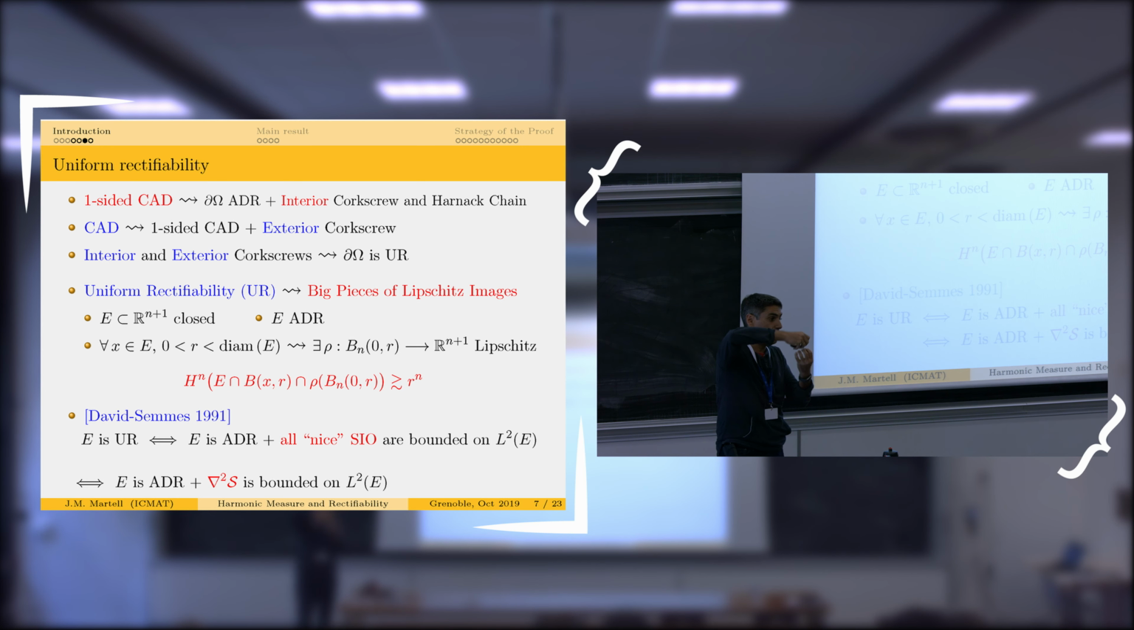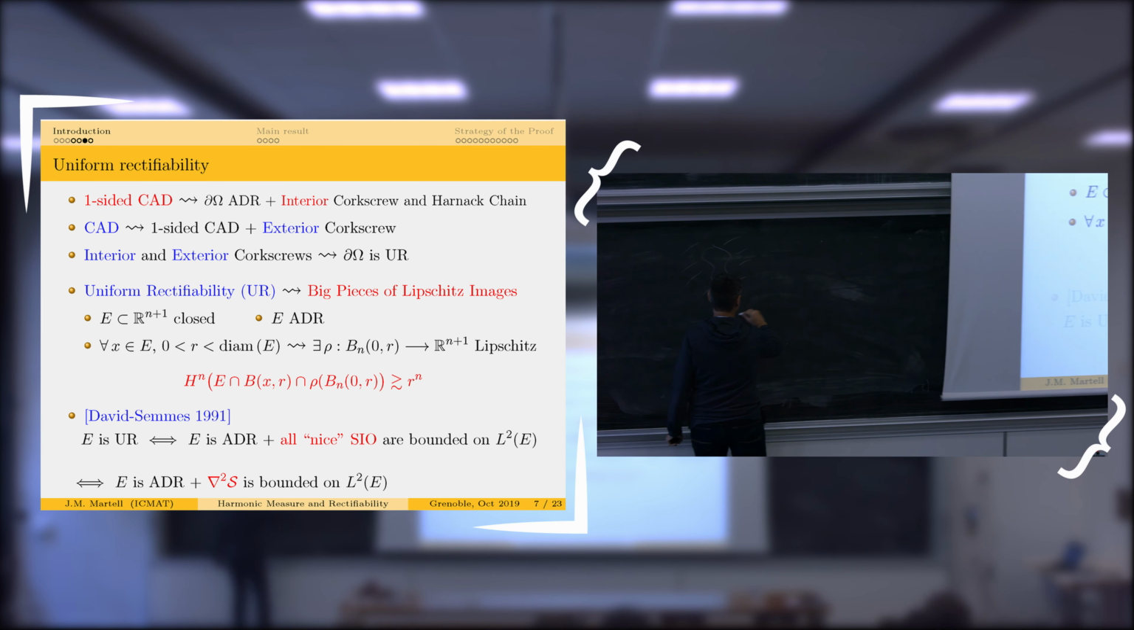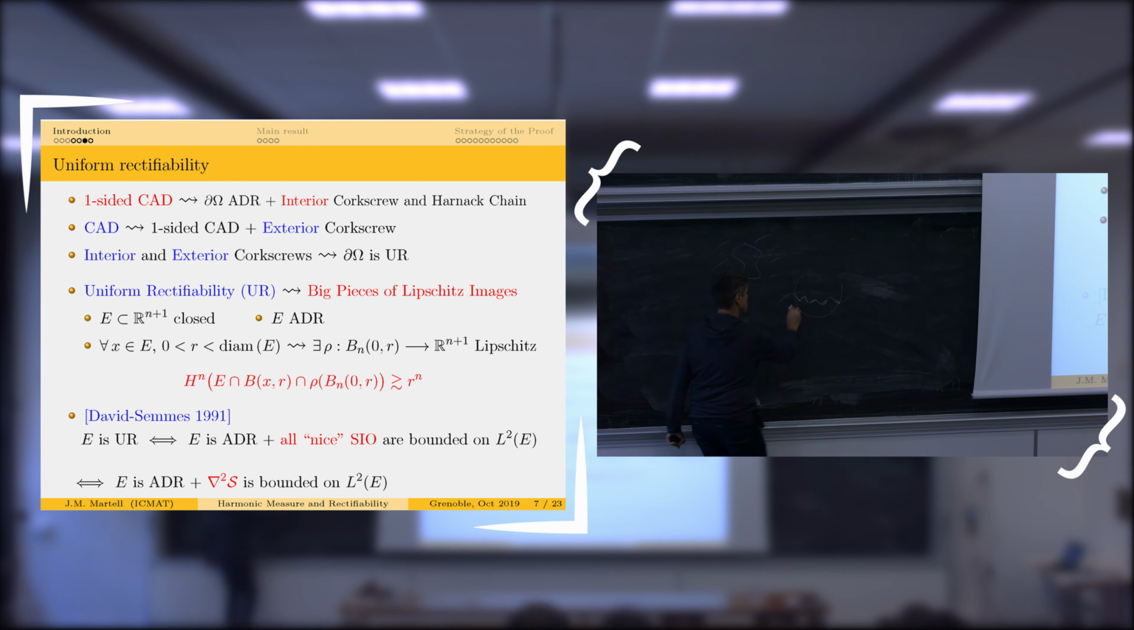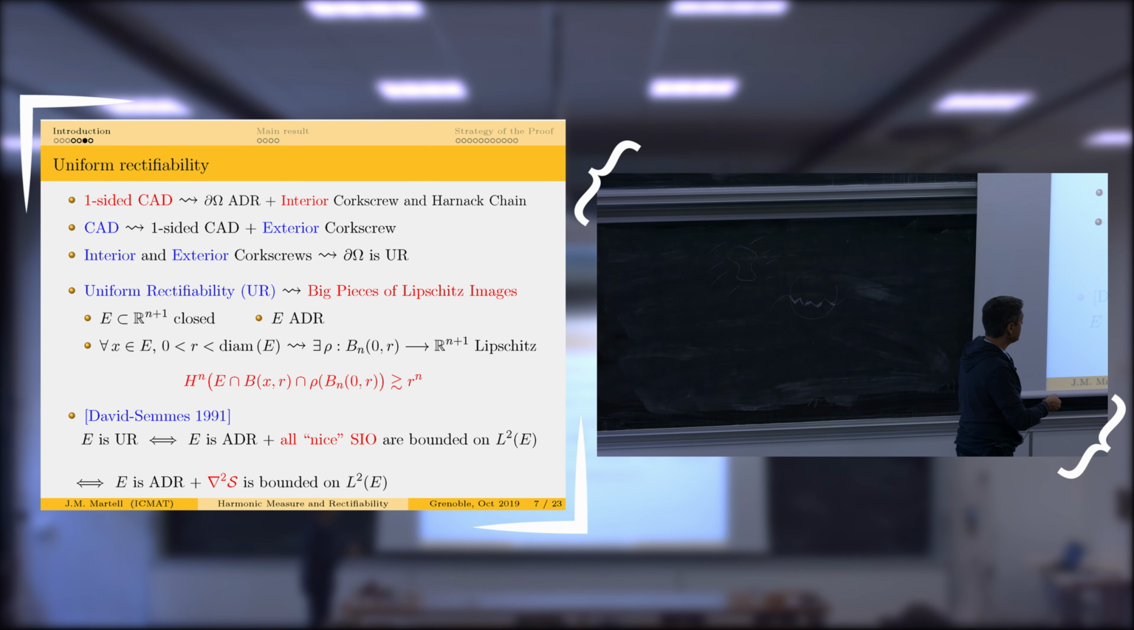So having one ball inside and one outside tells you that the only way this can happen is if your domain is kind of flat. In what sense? This is the definition of uniform rectifiability, what is called big pieces of Lipschitz images. Let me not look at the definition, but the idea is the following: for any of these balls, there is a Lipschitz image that agrees with the domain, with the set E.